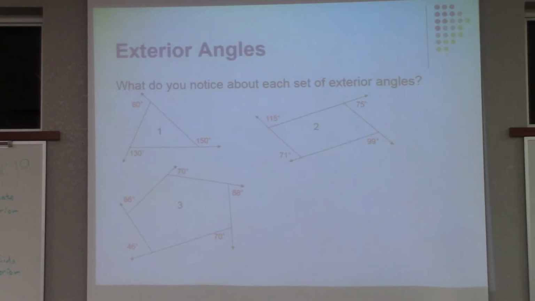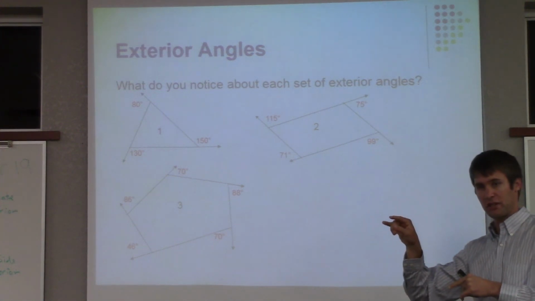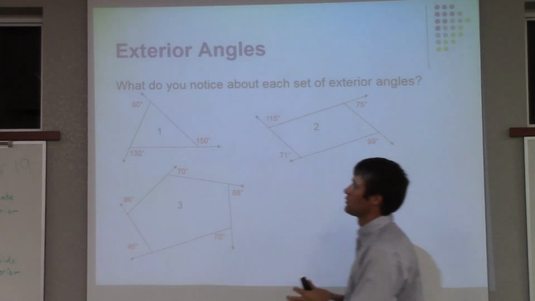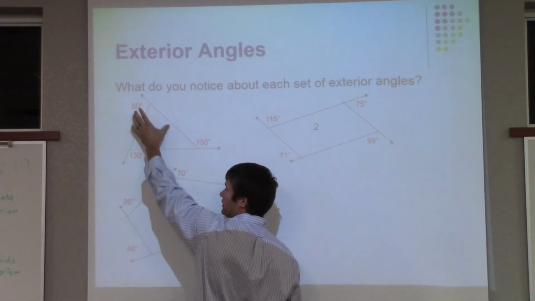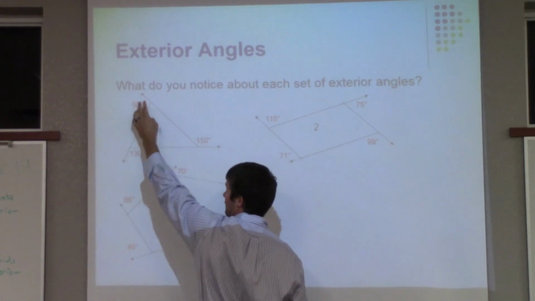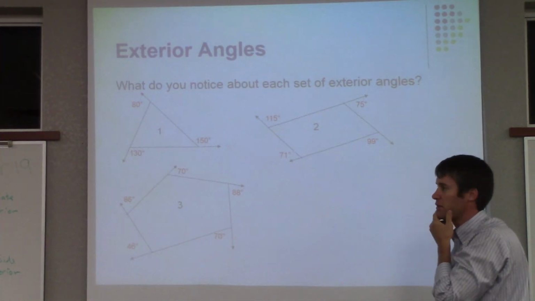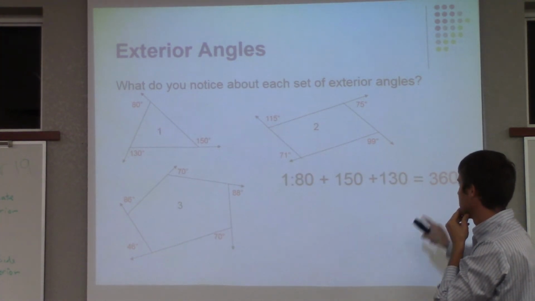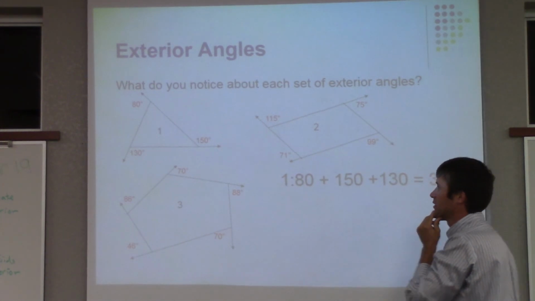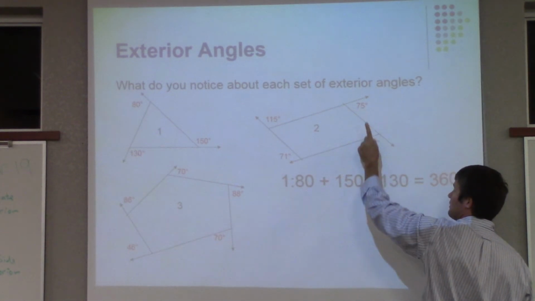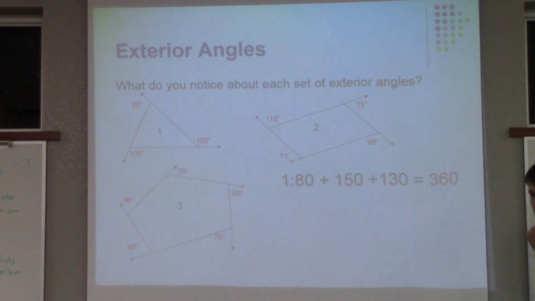Next, we're going to look at exterior angles. So interior angle, we did the n minus 2 times 180. Exterior, outside. So for this polygon right here, this triangle, I have 80, 130, 150. If I added those all up, what would I get? 360 degrees. Figure 2. I have an exterior angle of 115, of 71, of 75, of 99. What would I get if I added those all together?